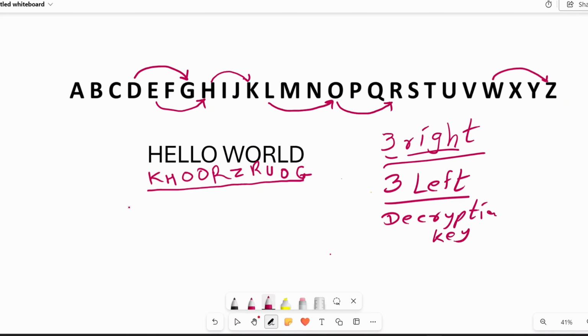So this is the decryption key. We would be shifting K 3 to the left. So K would become H, H would become E, and we would get our plain text. So the Julius cipher was substituting each character in only one way, so it was easy to decrypt.